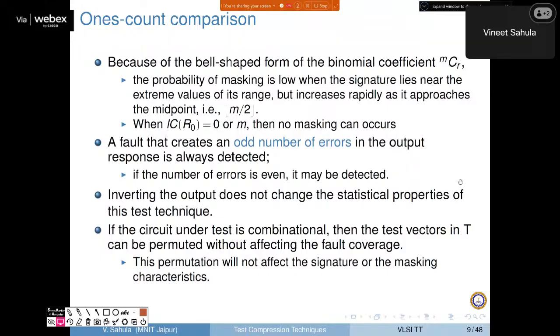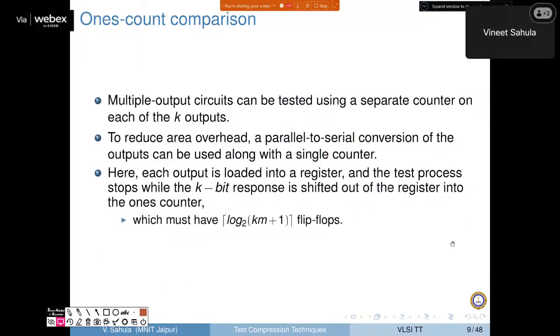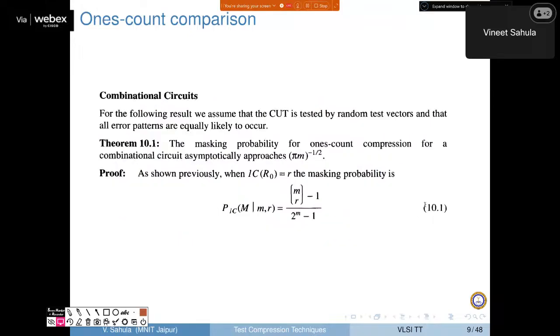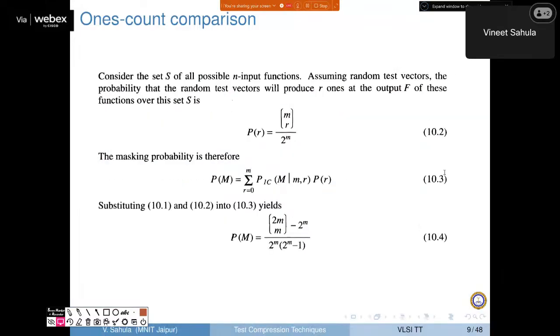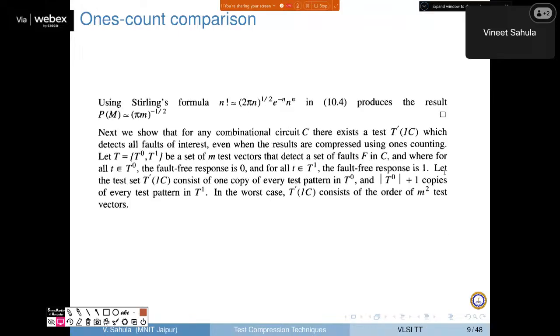So this is just the analysis of ones compression, what can happen. The probability approaches very high when you are at the midpoint. So when the number of ones is half of your bit length, the probability of aliasing is too large, right? What else can we do?